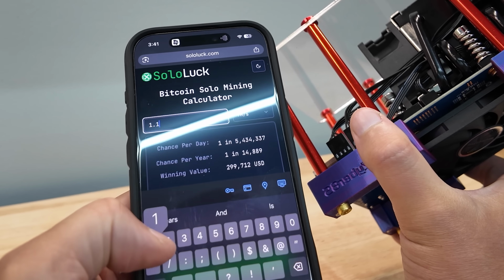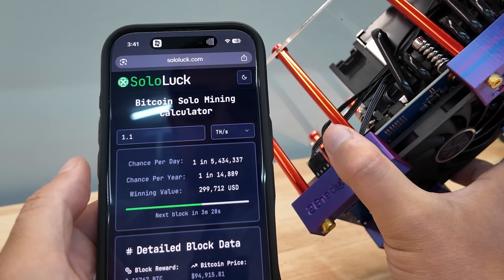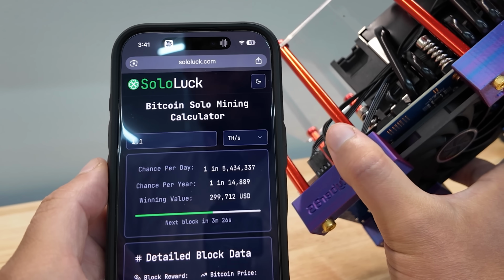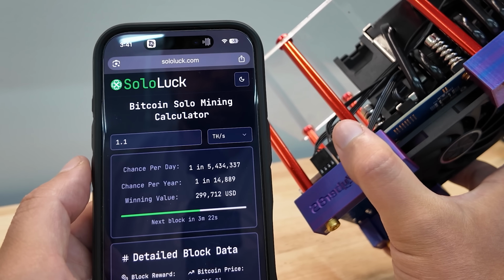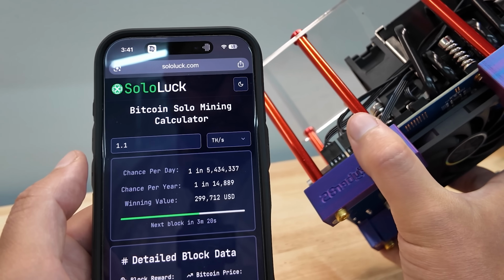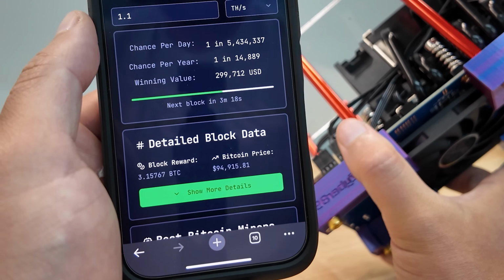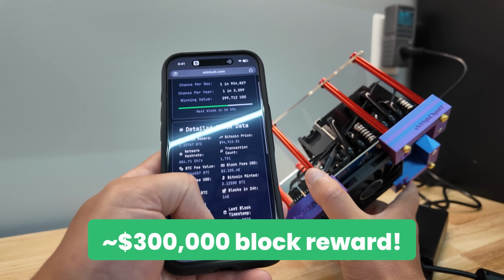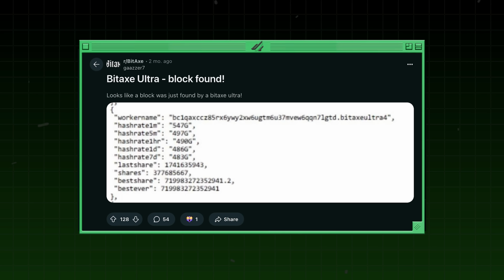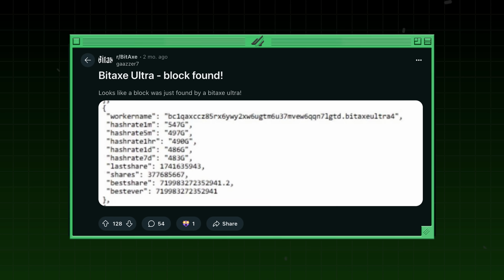Let's compare that to a Bitaxe Gamma. It's a 1 in 5.5 million chance daily and a 1 in 15,000 chance per year. As you have a higher hash rate, you have a higher chance of hitting a Bitcoin block. And the current block reward is 3.125 Bitcoin. That's worth a whopping $300,000. This gives me a tangible shot at that.